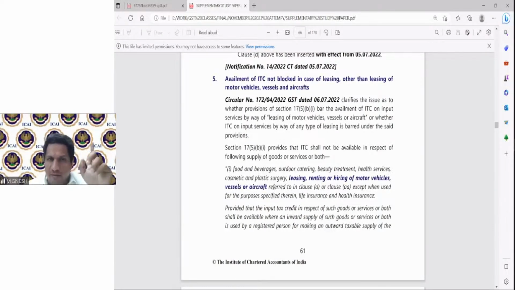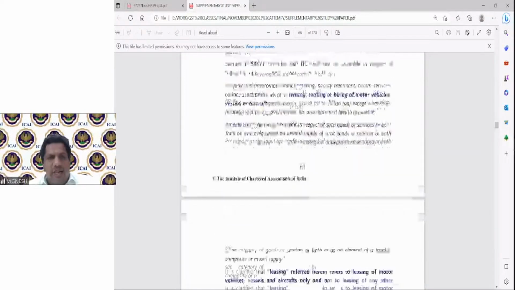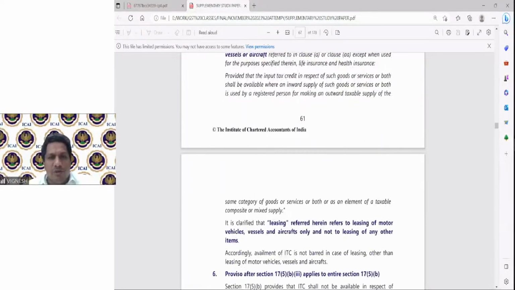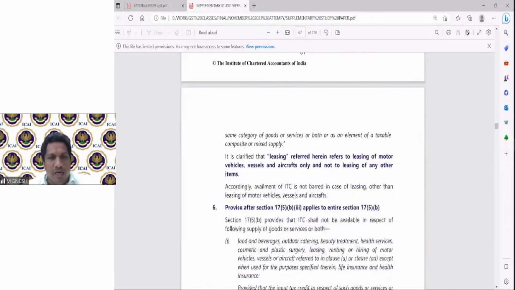What is A or AA? 17 subsection 5, that motor vehicles, that one, except used for the purposes therein. Provided that ITC will be available when the inward supply is used for making outward supply. So here, it is very clearly mentioned that leasing refers only to leasing of motor vehicles, vessels, and aircrafts, and not to any other items.